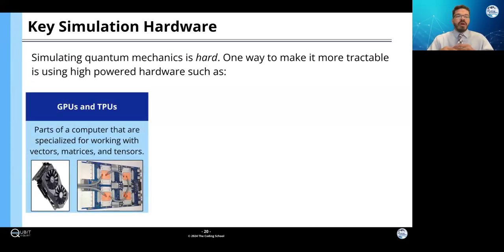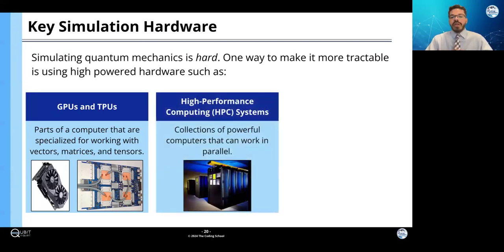GPUs and TPUs are an option. So graphics processing units and tensor processing units, right? These are specialized parts of computers. They're silicon chips that have been designed to tackle really hard parallelizable problems. And they're specialized for working with vectors, matrices, and tensors. It turns out that a lot of graphics calculations can be done with matrices. And so in order to do graphics, we built up this incredible architecture for matrices and parallelizable computations that happens to be really useful for quantum simulation and AI. Right? So those are some specialized pieces of hardware you can use.